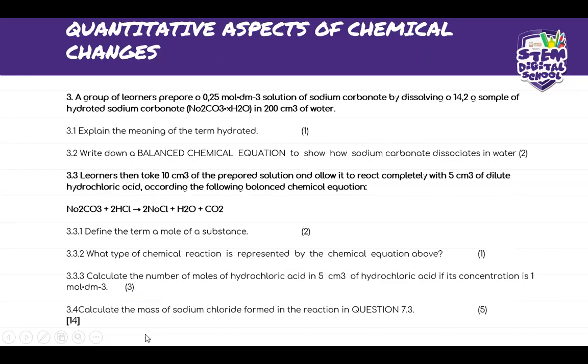We move on to number 3. It says a group of learners prepare a solution of sodium carbonate by dissolving a 14.2 gram sample of hydrated sodium carbonate in 200 cubic centimeters of water. Explain the meaning of the term hydrated. What does the term hydrated mean, guys?